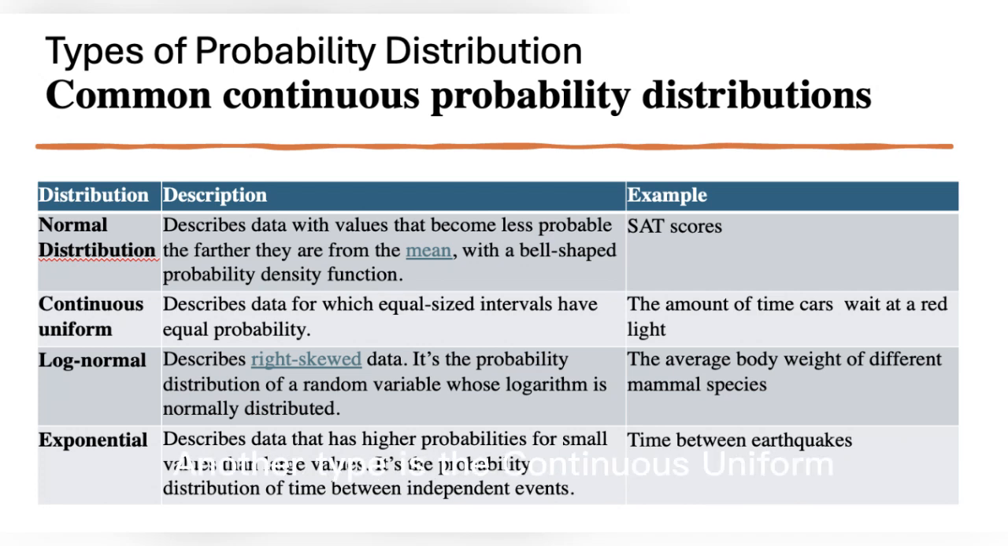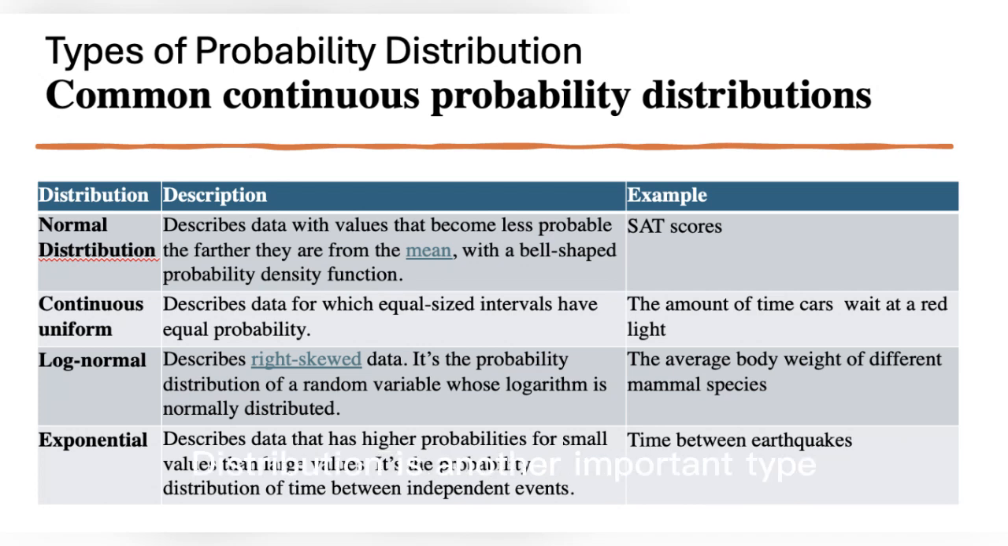Another type is the continuous uniform distribution, which describes situations where all values within a certain interval are equally likely. For instance, the amount of time cars wait at a red light can be modeled as uniform if the waiting time is equally likely to fall anywhere within a fixed interval.